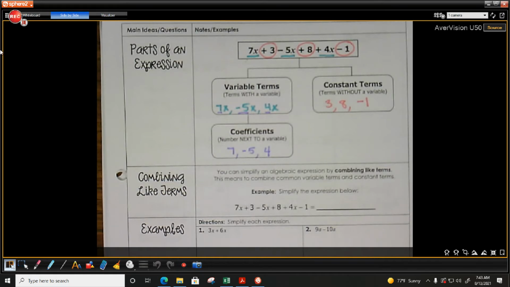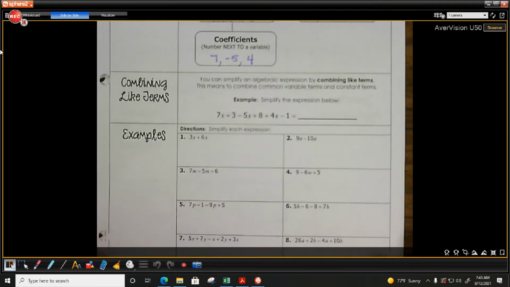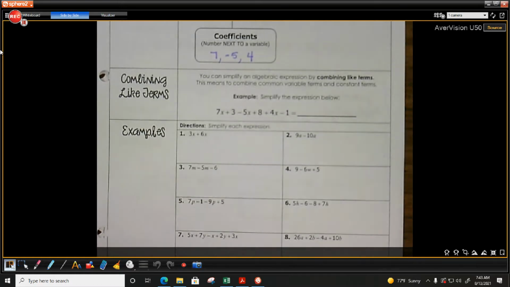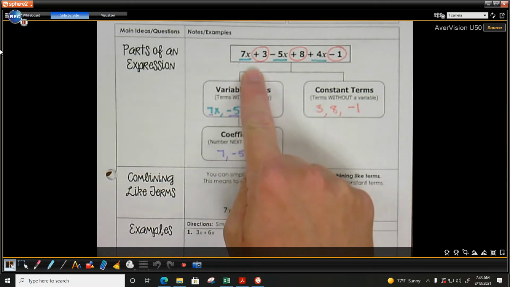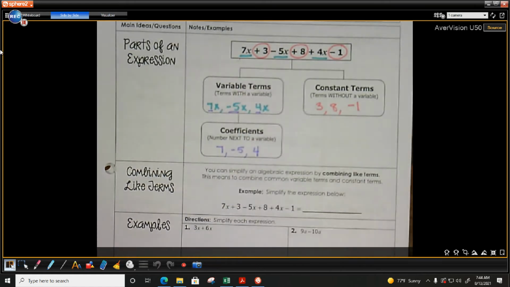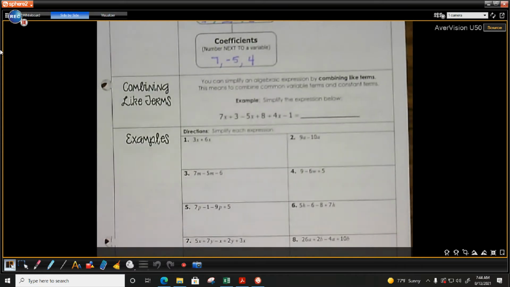There we go. Okay. So when we are combining like terms, it says you can simplify an algebraic expression by combining like terms. This means that you combine the variable terms and then the constant terms. So again, just like we did up here, make sure you underline or circle the operation sign in front because it lets you know if it's positive or negative.